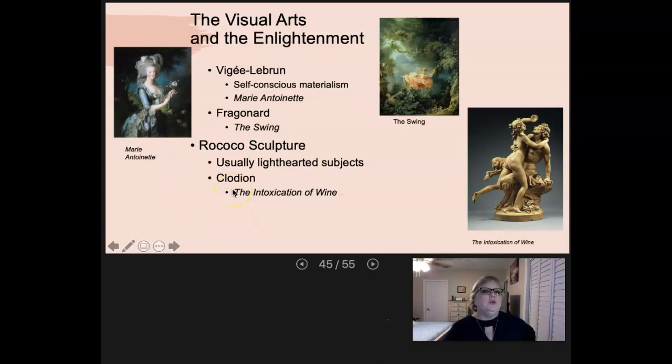Now, in the Rococo sculpture, again, usually the subjects were very lighthearted. So in this one, you've got, by Clodion, a famous sculptor, The Intoxication of Wine. And here you see this is kind of like the god of wine and one of the goddesses. And you see this intoxication of wine, their bodies intertwined. You can see this from different angles, and it's very playful, very lighthearted.